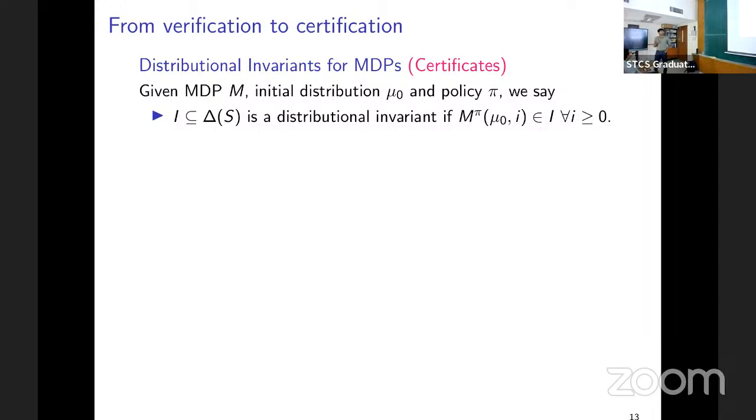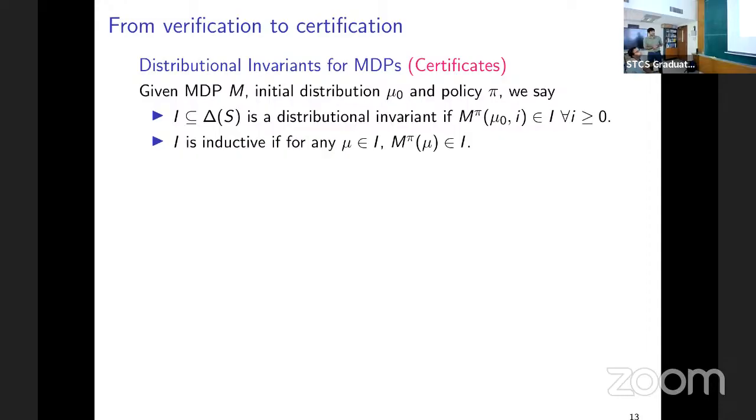So the first observation is that we are going to look at certificates. If you have seen the abstract, there are things about certification there, and we will define this object. I'm going to make two definitions, and then we will look at some properties of these things. We are going to look at distributional invariance. What is a distributional invariant? Given an MDP, an initial distribution and a policy, we say that a set of distributions I is a distributional invariant if, whenever I apply the policy from mu_0, I stay inside the set. Okay, this is a distributional invariant.